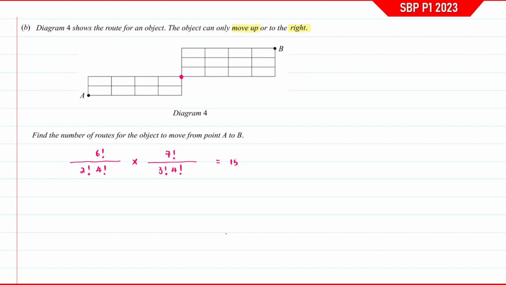So this is equal to 15 times 35, which is equal to 525.